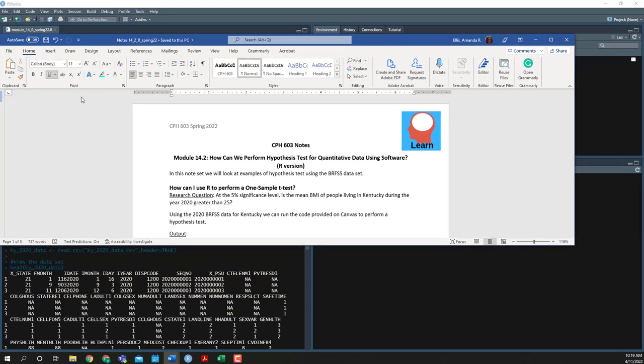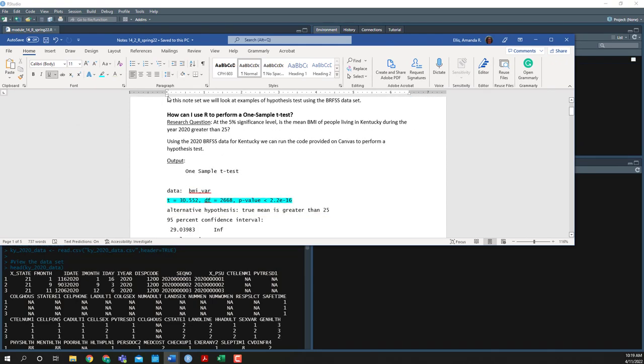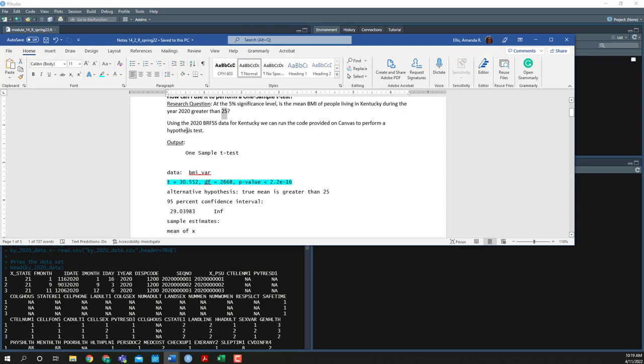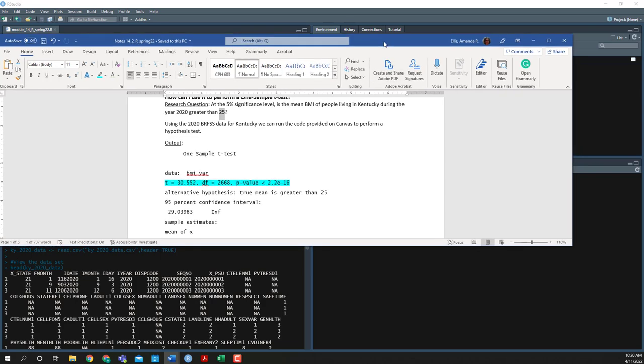So we'll start out here in the notes. Recall that a one sample t-test can help answer questions like, at the 5% significance level, is the mean BMI of people living in Kentucky during the year 2020 greater than 25? Notice here we're going to see if the average BMI for people living in Kentucky is greater than 25. Here 25 is chosen because a BMI over 25 is outside of the healthy range towards overweight and obese. And so we're going to use the 2020 data to help us answer this question.